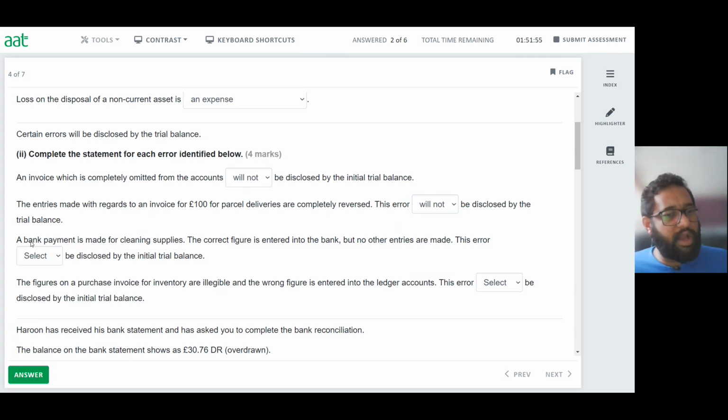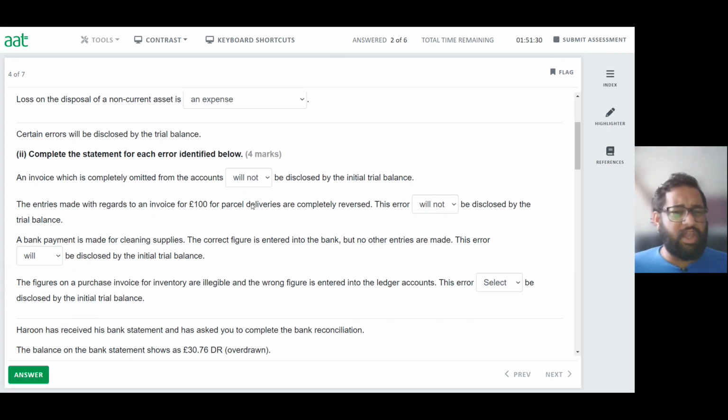Then let's look at the third one. A bank payment is made for cleaning supplies. The correct figure is entered into the bank. No other entries are made. So this is a single entry error. That means I have made one entry into the bank on the credit side. The payment for the cleaning supplies, which is an expenses account, is not recorded at all. This will definitely be disclosed by the trial balance, because you will create a suspense account to resolve this issue.